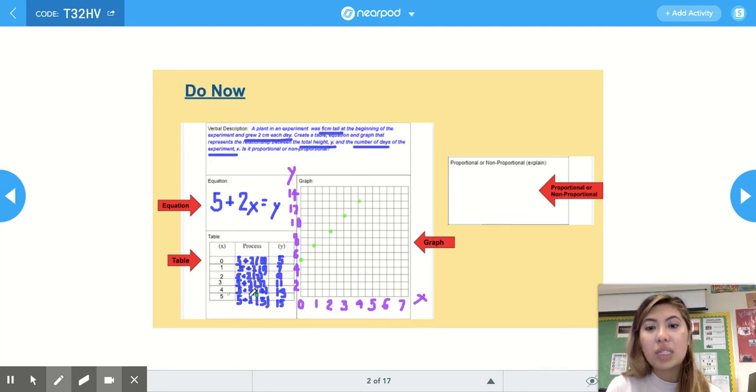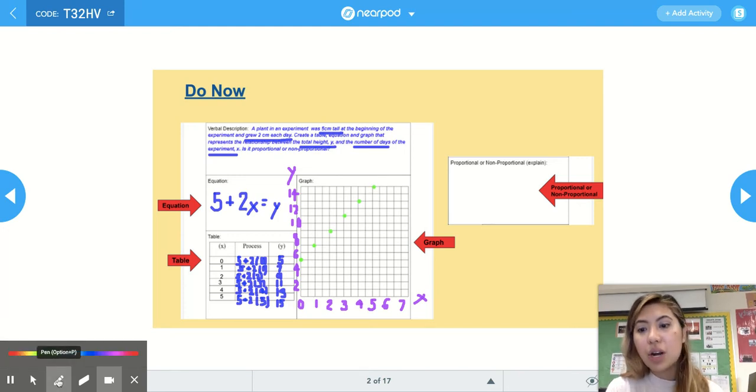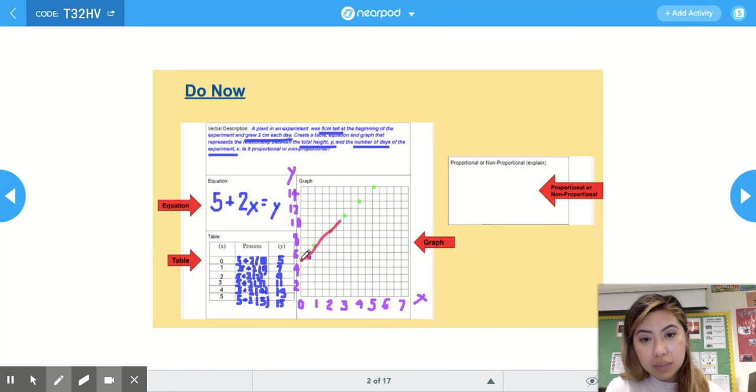And then our last point is 5, 15. So starting at the origin, moving over to the right, the value of 5, and moving up to the value of 15. And then from here, I'm going to draw a line to connect the dots.